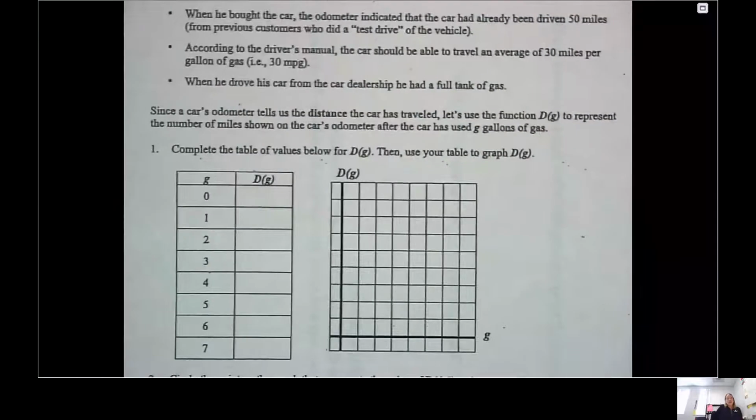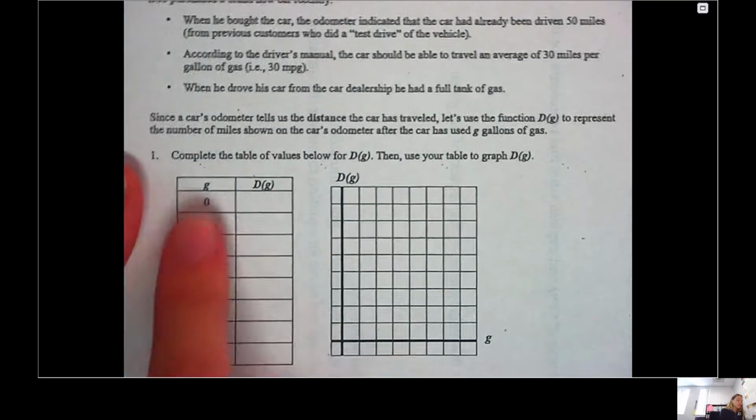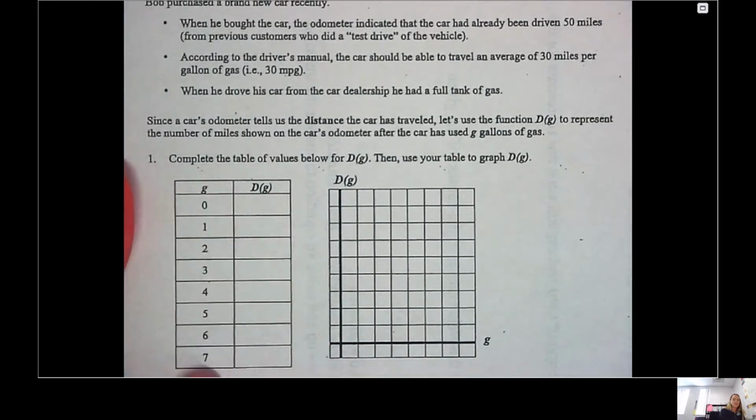So we're going to write this as a function, or a linear function. We're going to make it as a line, essentially, that says how far he's traveled and how much gas he's used as he's traveled. So we're going to complete the table of values, and then we're going to graph our values once we're done. So the first part here is just the G, and I've got from 0 to 7.